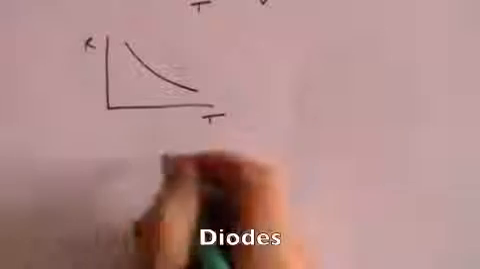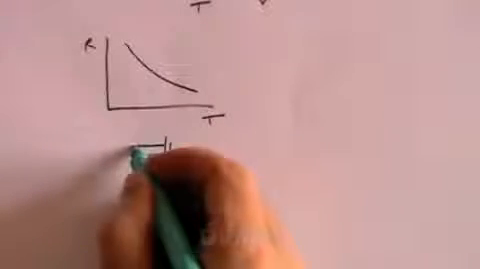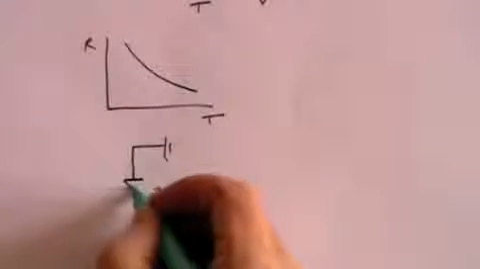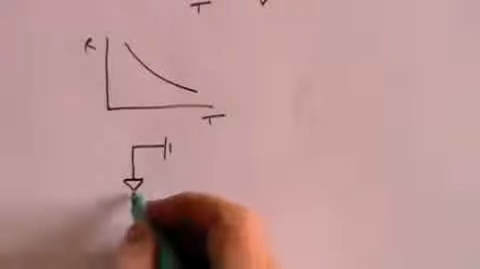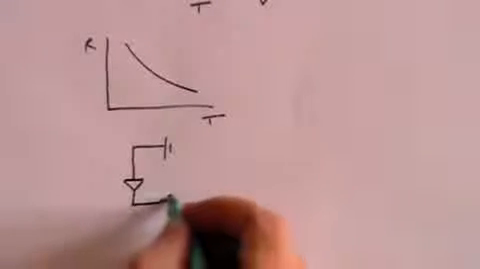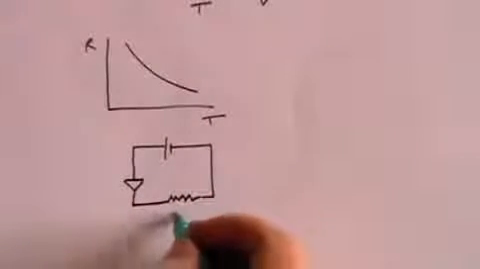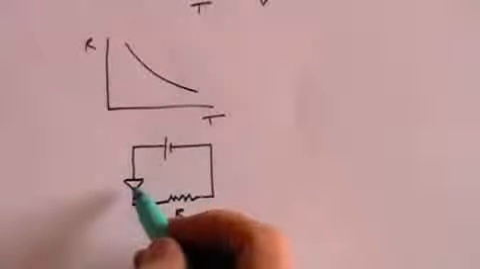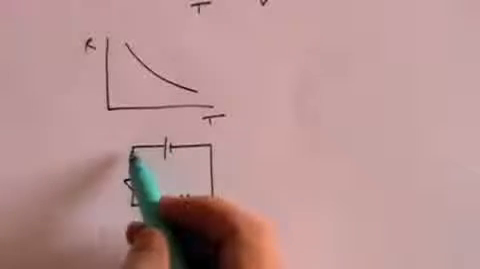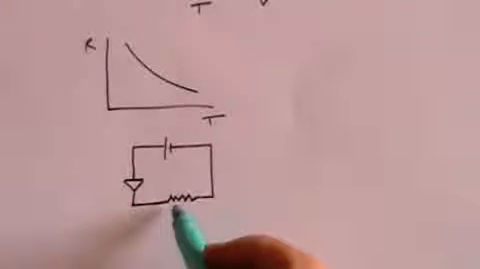Sometimes you will find that diodes are introduced into a circuit. Diodes allow the current to travel only in one direction, and that's usually represented by the direction of the arrow in the circuit. So if this is a resistance R and here is a diode, it means the current is only allowed to flow in that direction.